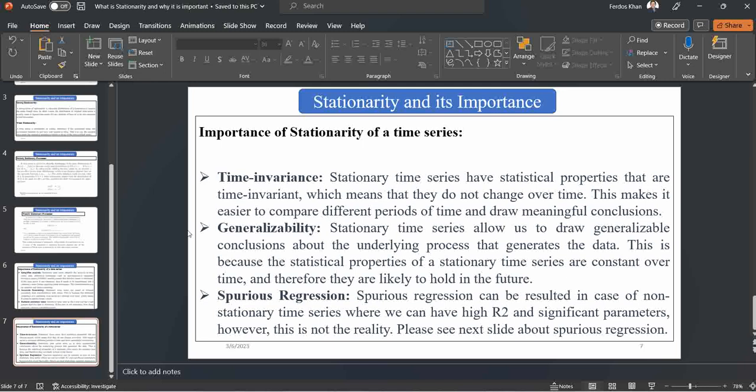Okay, in today's video we learned what is meant by a stochastic process, what is meant by stationarity, what the types of stationarity are, and then the importance of stationarity.